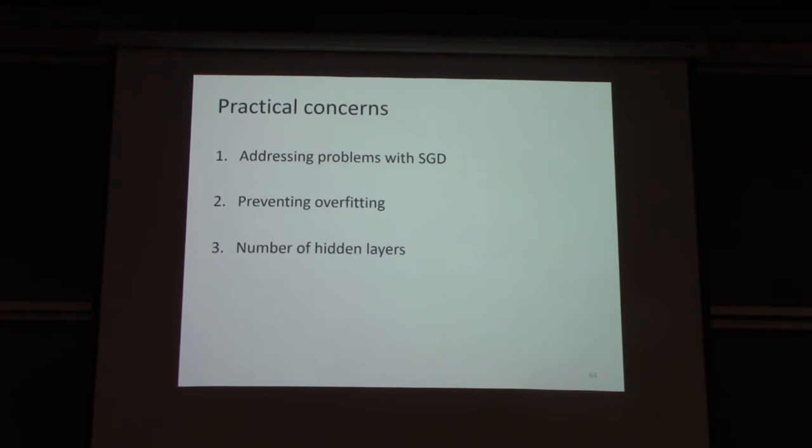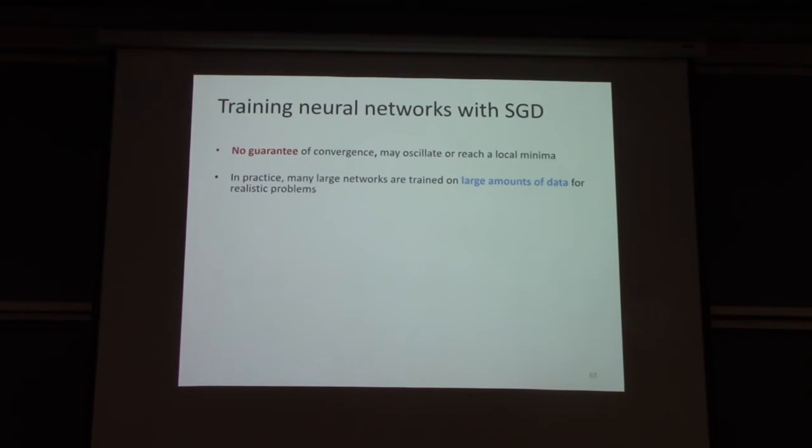One of them is addressing concerns with stochastic gradient descent, and then I'll talk about how to deal with overfitting and how to find out what the height and the width of the network should be. There are no guarantees with stochastic gradient descent. The function may oscillate, it may get to a local minimum. And the thing to keep in mind is that in practice, we usually train neural networks on massive data sets.